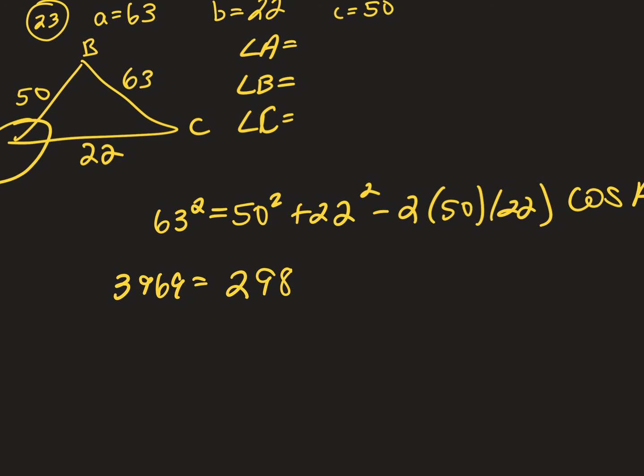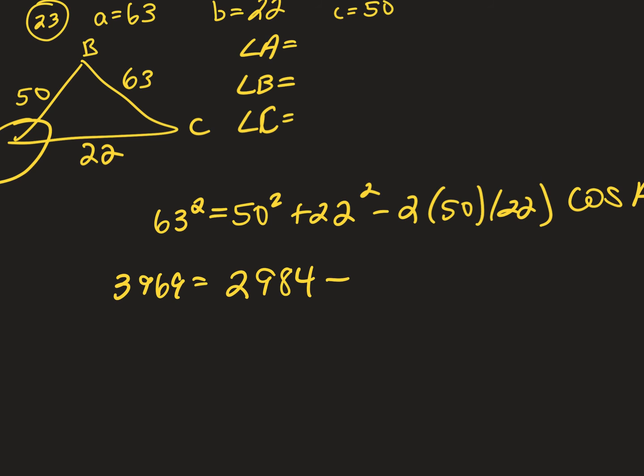Okay, work through this with us, please, so you know how to do this in your calculator. I got 2984. Yeah? Okay, 2984. 50 squared plus 22 squared? Oh, yeah, 2984. Okay, so then I have minus.